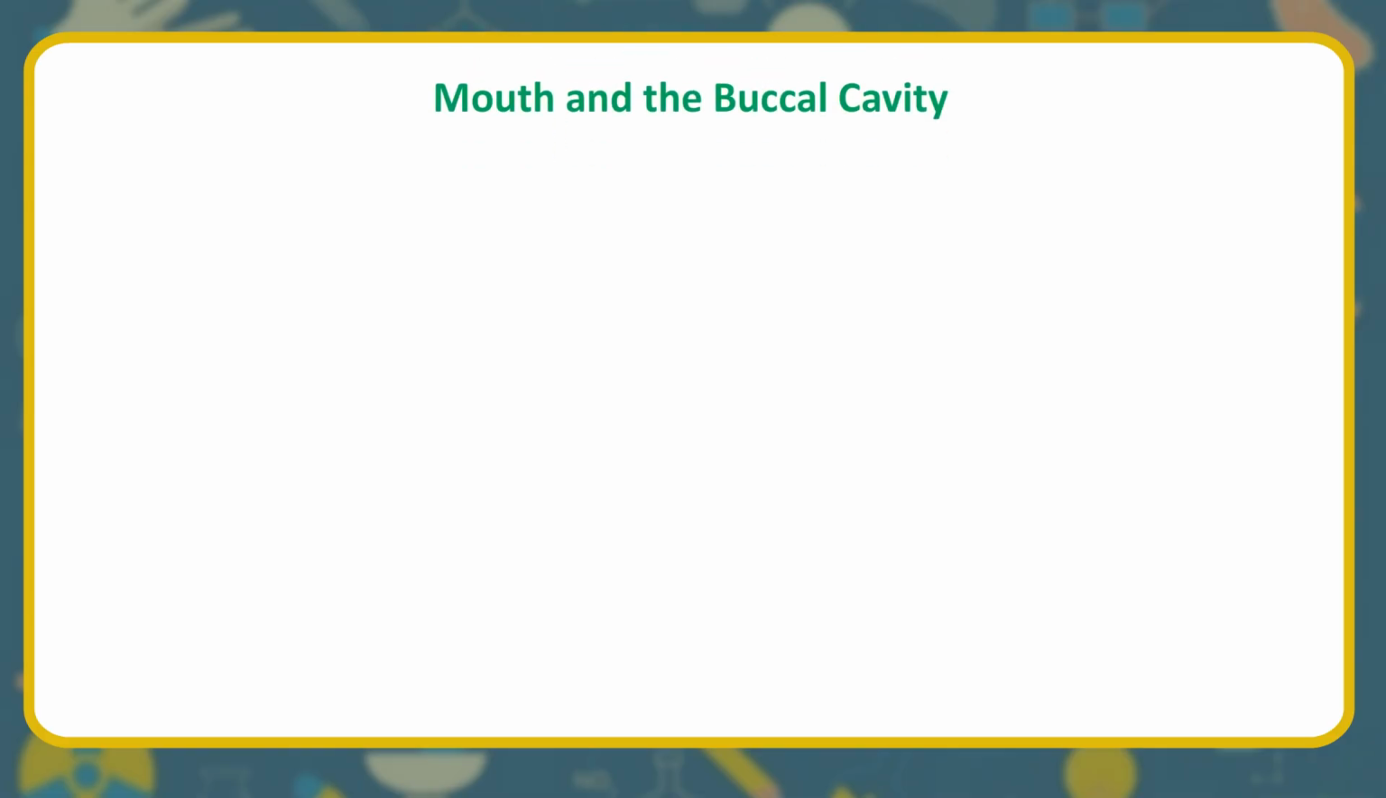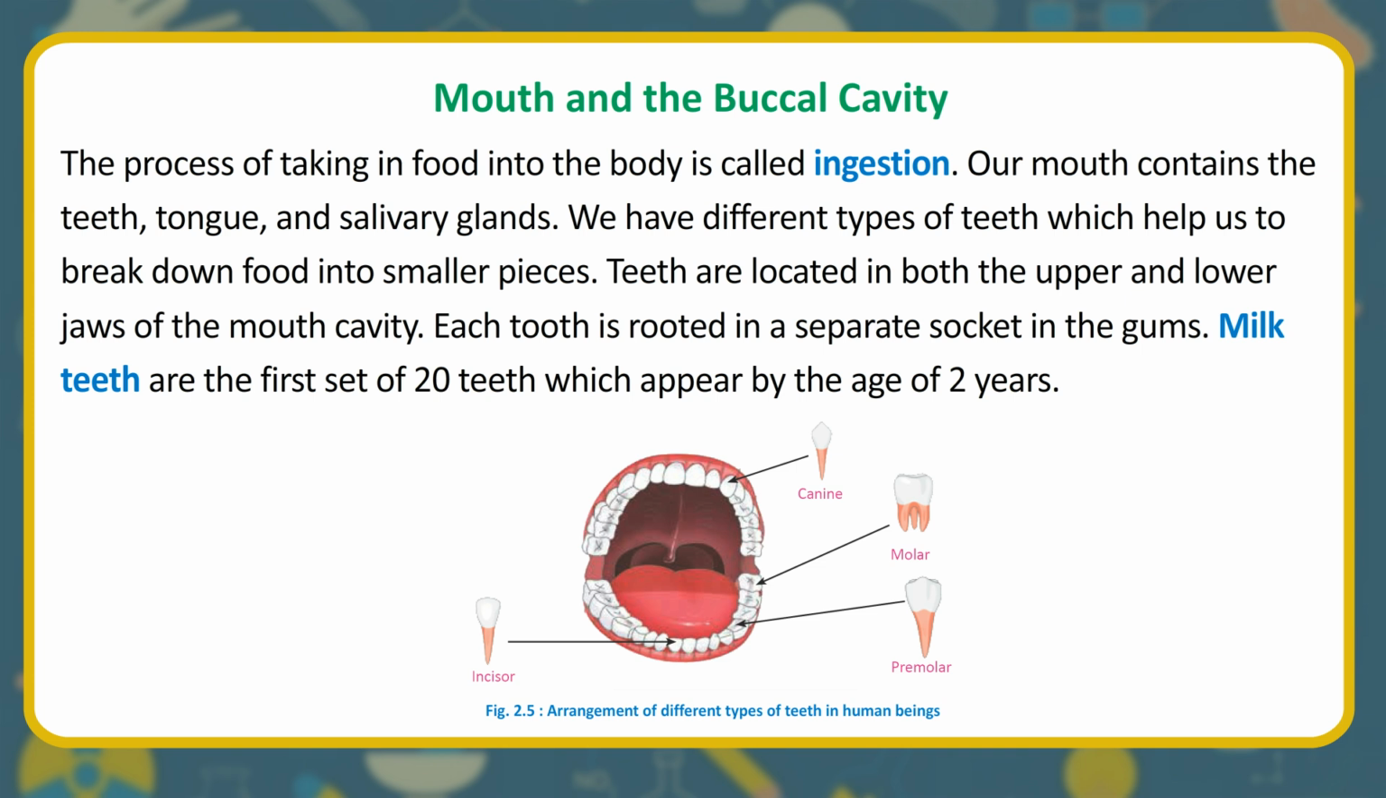Mouth and the buccal cavity. The process of taking in food into the body is called ingestion. Our mouth contains the teeth, tongue, and salivary glands. We have different types of teeth which help us to break down food into smaller pieces. Incisor, premolar, molar, canine. Teeth are located in both the upper and lower jaws of the mouth cavity. Each tooth is rooted in a separate socket in the gums.